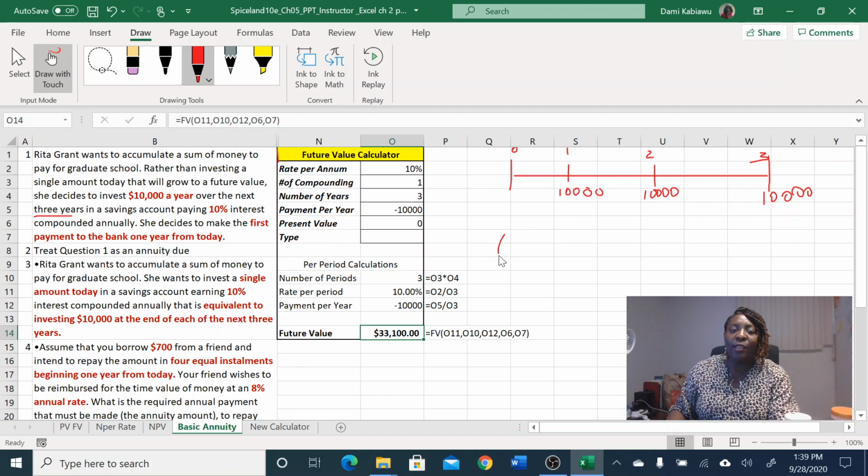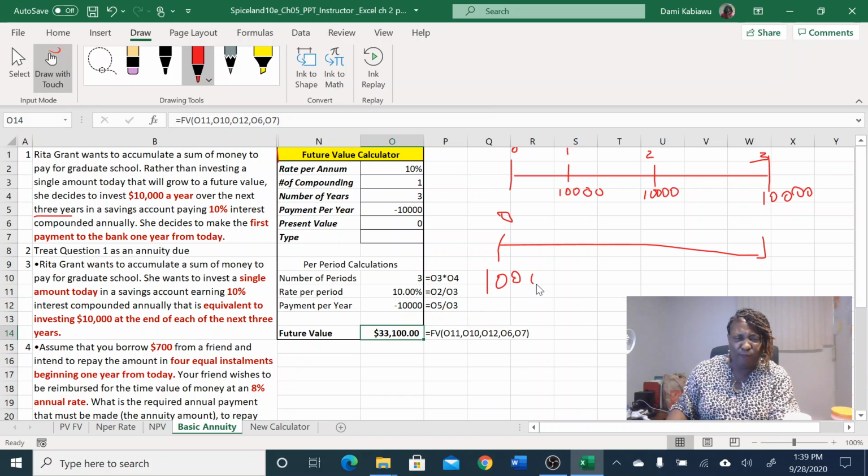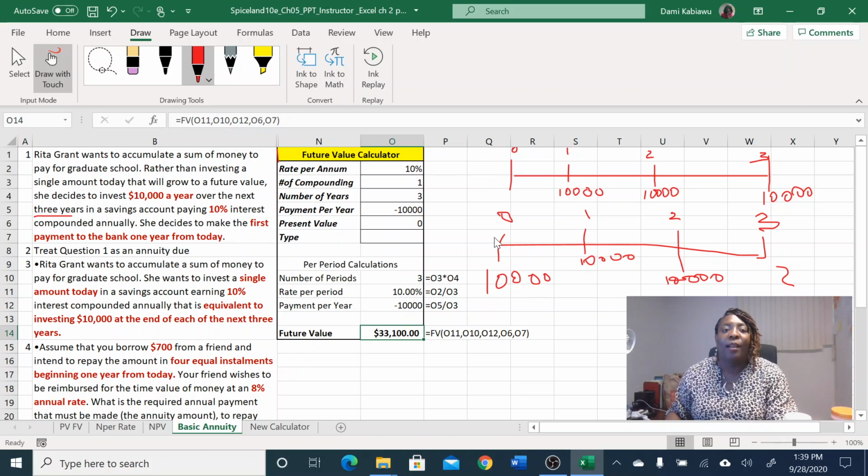So if we draw a timeline for the annuity due problem, what you end up with is Rita putting away $10,000 today and $10,000 a year from now, and the third $10,000 payment happening in year 2 so that she can go to graduate college in year 3. If you look in here, the first amount begins immediately with an annuity due, whereas with an ordinary annuity, the first payment begins one period from now.